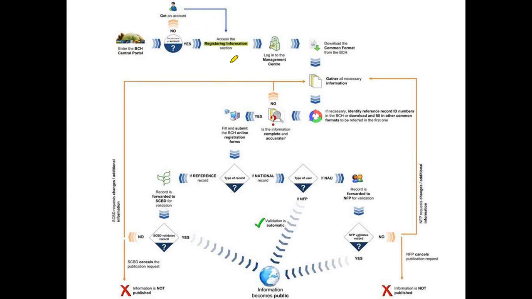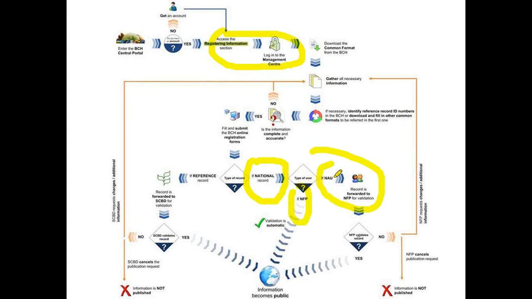If you have an account, you access the registering information page. You log in to the system, and then if you are going to register information as national information, you can be an NAU or you can be a focal point. If you are an NAU, you input information and then submit it for validation to the focal point, and once the focal point validates, the information goes public. If you are just a focal point, when you press publish, it goes straight to the web.